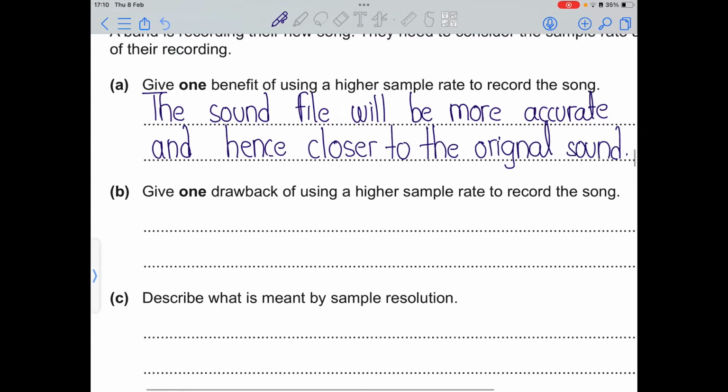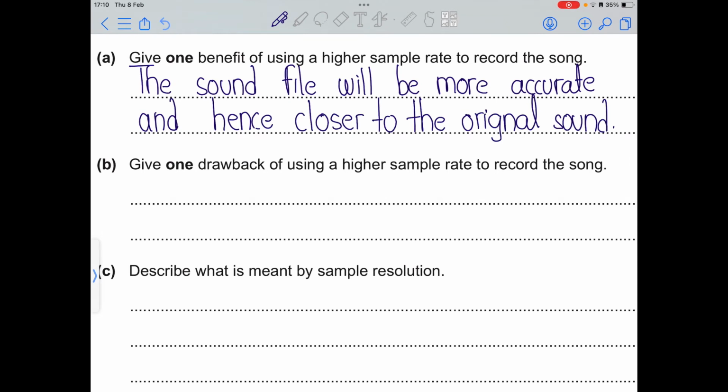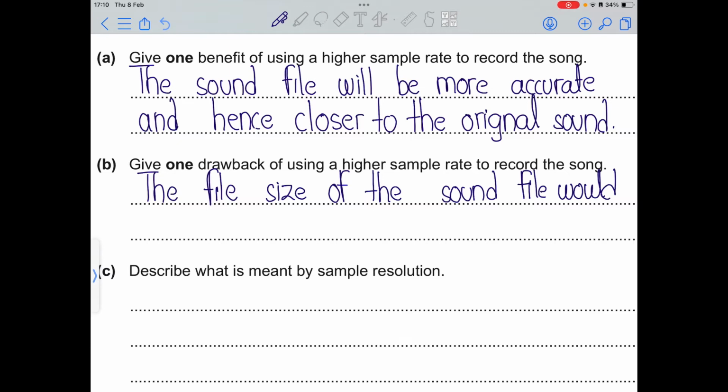Now, give one drawback of using a high sample rate to record the sound: the file size will increase. So the file size of the sound file would increase, requiring more storage space.